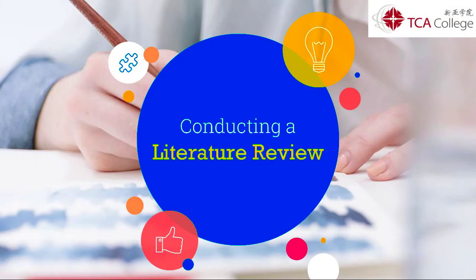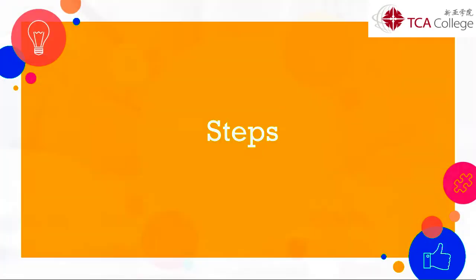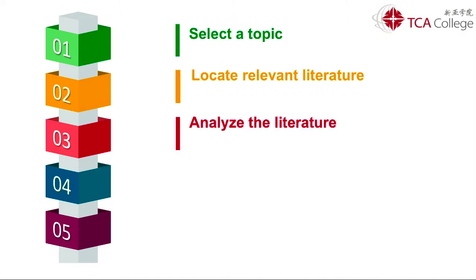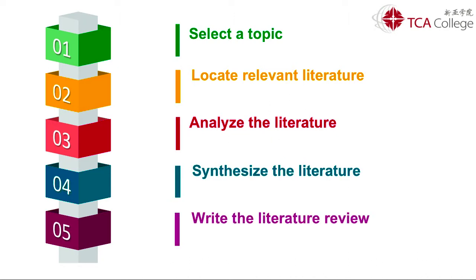Let's continue with part 2 on conducting a literature review. Let me briefly run through the steps needed to do this. And the steps are: select a topic, locate relevant literature, analyze the literature, synthesize the literature, and then write the literature review. Of course, we also need to remember that the writing process involves a process of drafting, editing, and rewriting.